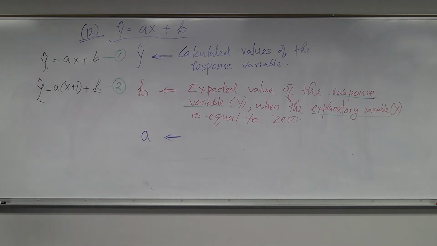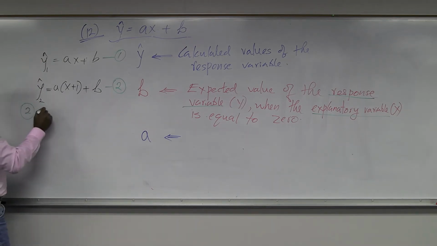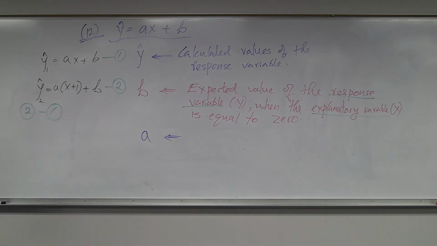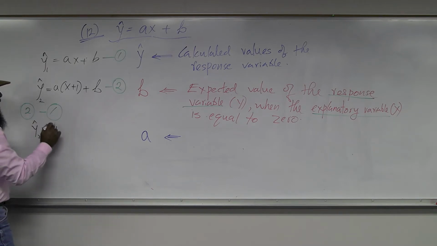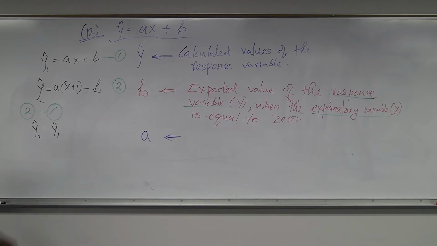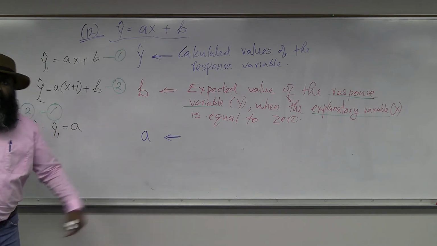Now what if I subtract the first equation from the second equation? Now if I do that, on the left hand side I will get y2 hat minus y1 hat. On the right hand side, of course b and b will be cancelled. Look at this ax term. If I distribute this a inside the parentheses, it will become ax. And you have ax here. Those two ax terms will also be cancelled. I will only be left with a times 1, which is just a. So this is how we will interpret a of that equation.